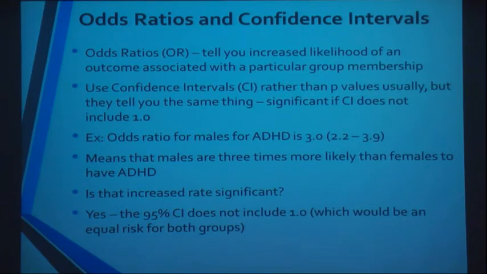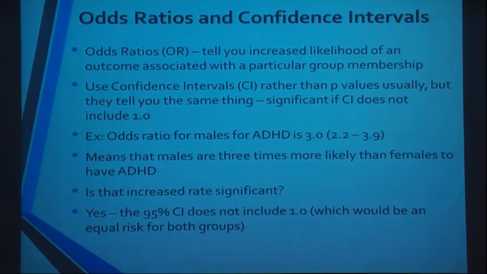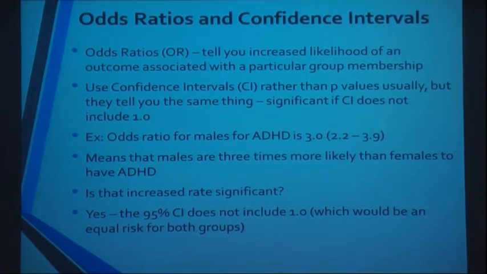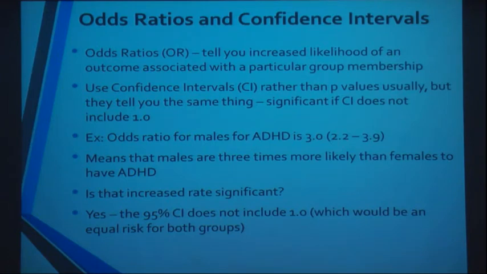A lot of times we don't just want to know if the means are different. We want to know how much they're different. I was hinting at that by giving you about 4 times. Odds ratios allow you to quantify that difference. They will actually tell you how different groups are.